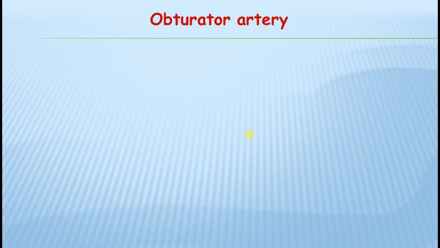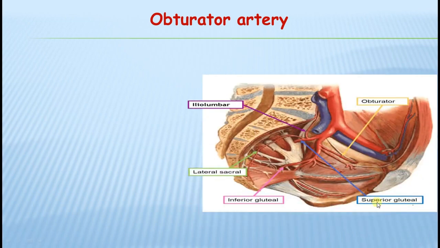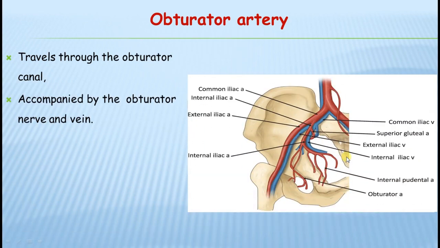The next artery we see here is the obturator artery. Here you are able to see the obturator artery. It passes forwards along the lateral wall of the pelvis, accompanied by the obturator nerve. They enter through the obturator canal, accompanied by the vein and the nerve, and thereafter it divides into anterior and posterior branches.